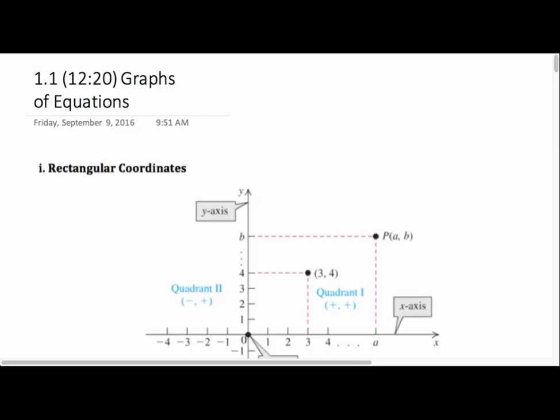Okay, 1.1, that's what we're going to look at today, which is all about graphs. Okay, basics of graphs, introductions of graphs, and then we've got a few specific things that we'll learn and may or may not be review for you.